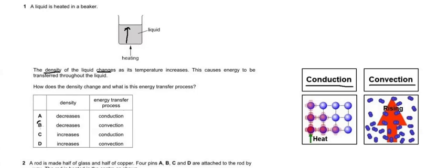So option number B can only be correct answer, where the density is decreasing and the convection process is taking place. This is not a process of conduction, because this is not a solid, and that's why option number A and C we can't think of. And in the D, it is written the density increases, which is also incorrect.